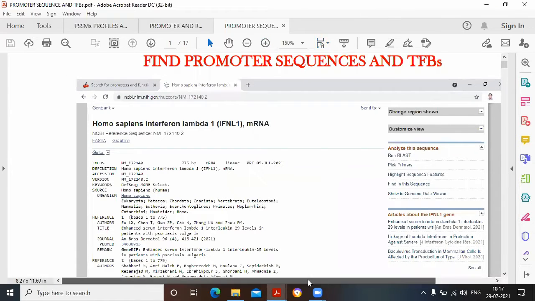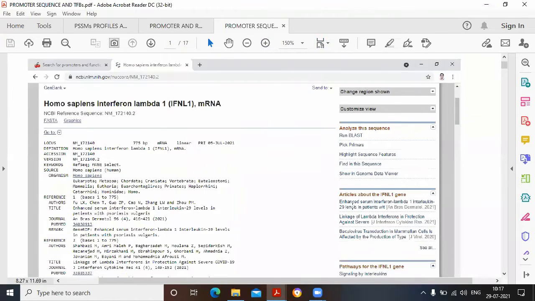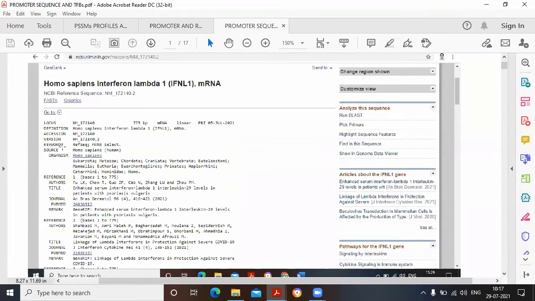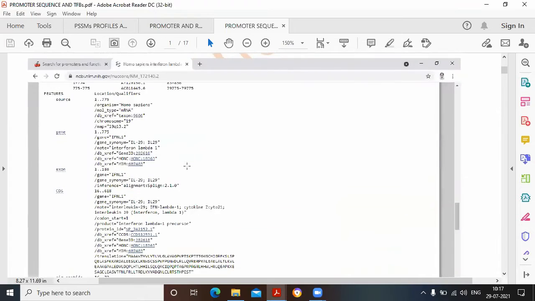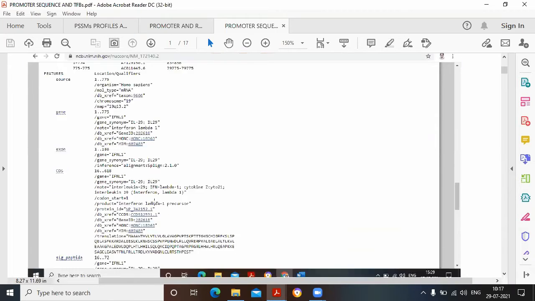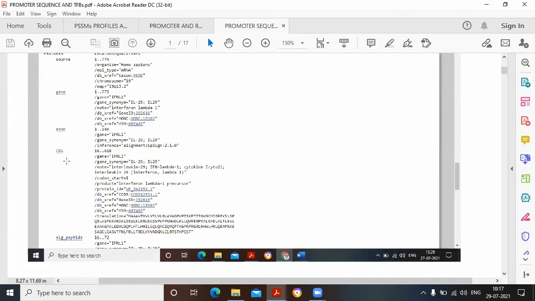If you are opening this GenBank record for that particular sequence, first will be the definition line, organism, experiment, everything will be mentioned. And if we scroll down, you can see the source of the organism and the gene, exactly from which position to which position the gene sequence is present, and what exons are present. Then CDS, that means the protein coding region.